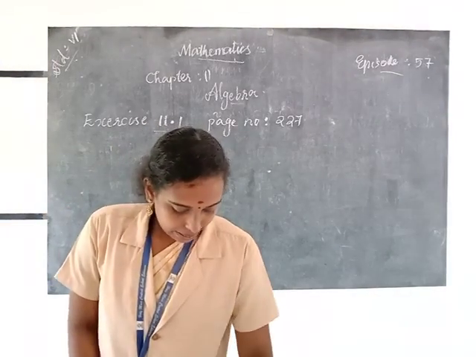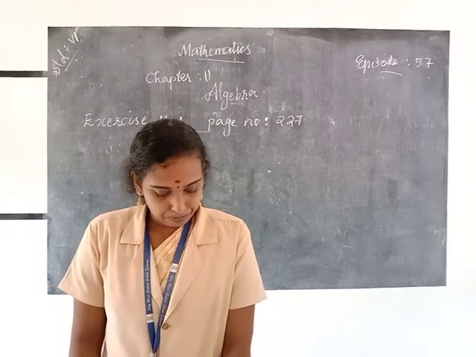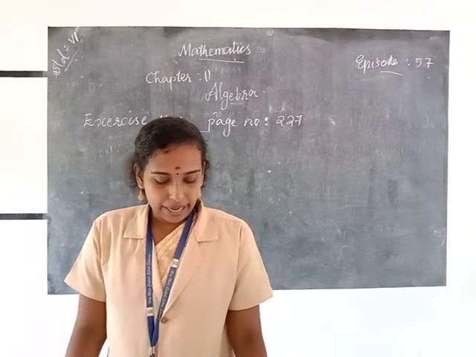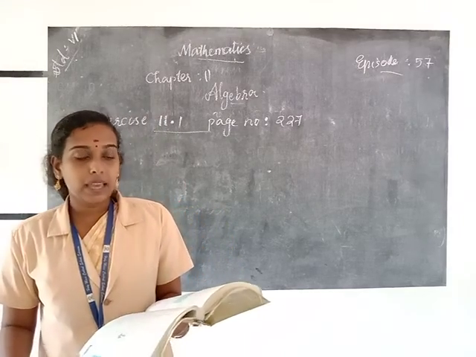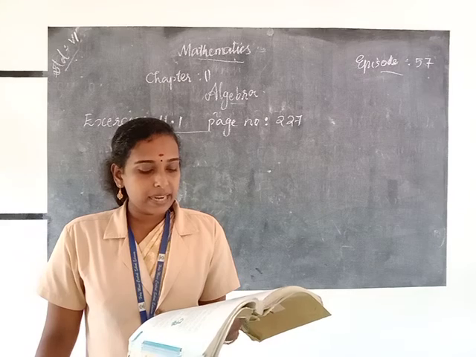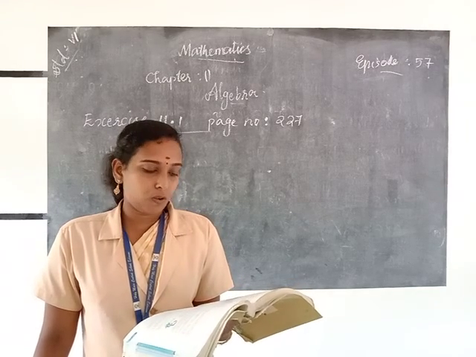And the third question, take your page number 227 and look at question number 3. Cadets are marching in a parade. There are 5 cadets in a row. What is the rule which gives the number of cadets given the number of rows? Use N for the number of rows.